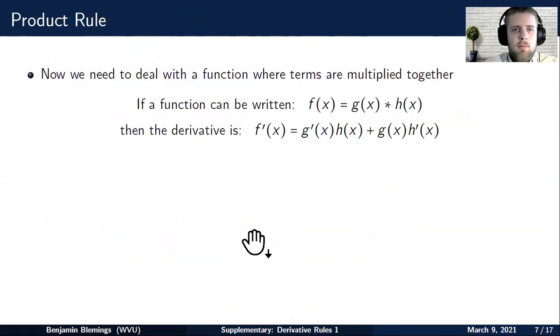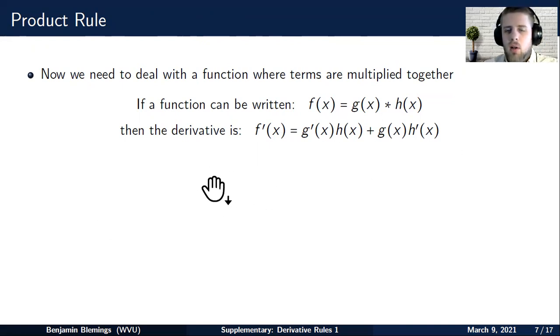All right, so we're moving right along here. Now we need to deal with a function where the terms are multiplied together. And so the book has it, if a function can be written f of x equals g of x times h of x, then the derivative is f prime of x equals g prime of x times h of x plus g of x times h prime of x.